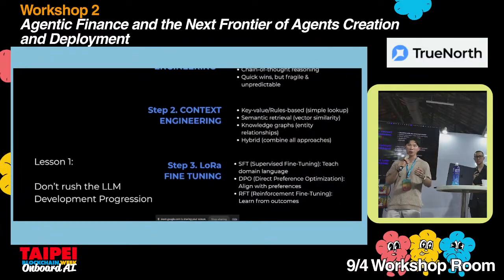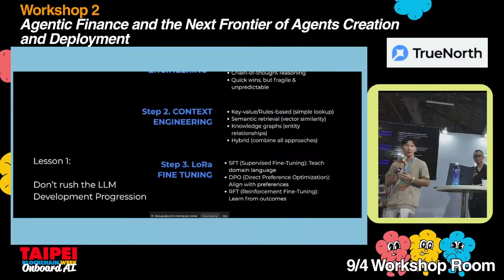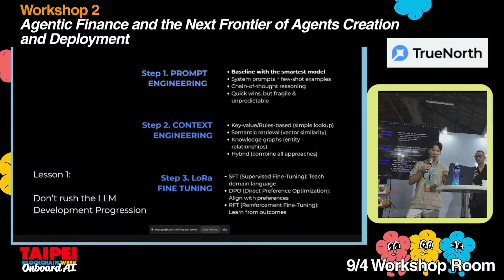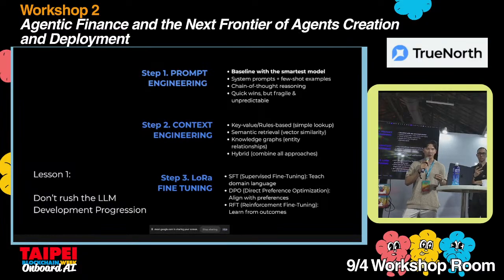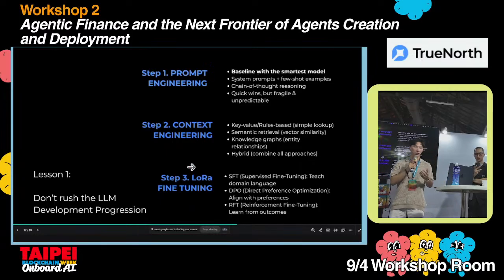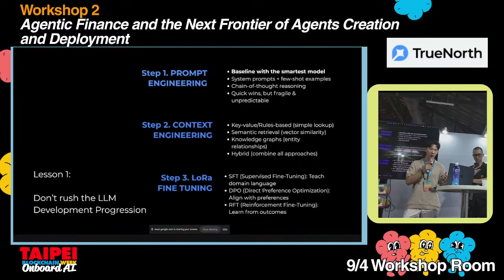For step 1, you want to do prompt engineering as much as possible. Essentially, you want to baseline with the smartest model, and then tune the parameters, prompt, and context until you need to do fine-tuning. With the smartest model, you can tune system prompts, few-shot examples, and chain of thought reasoning. These are very easy tweaks, but they can be fragile or unpredictable. Step 2: once you have exhausted prompt engineering, you should move on to context engineering, so giving it the right information.